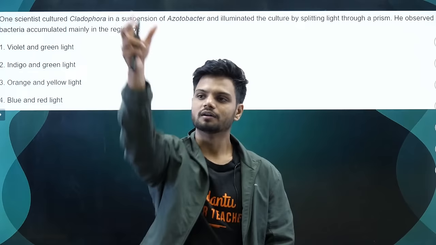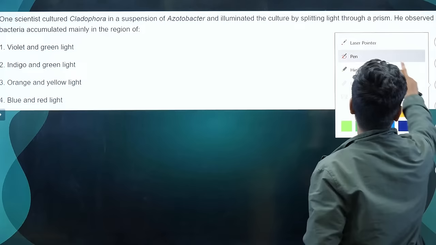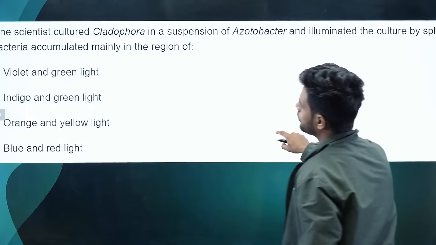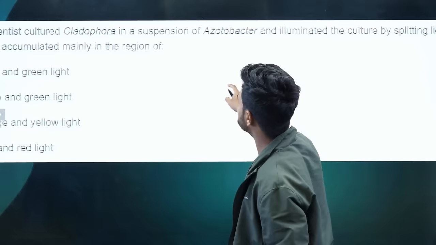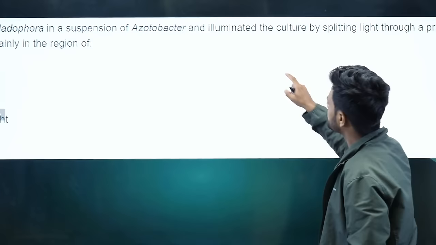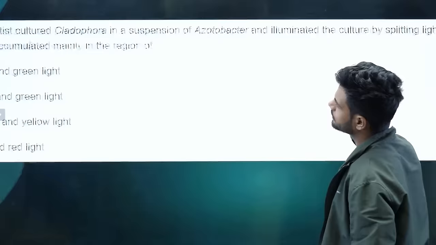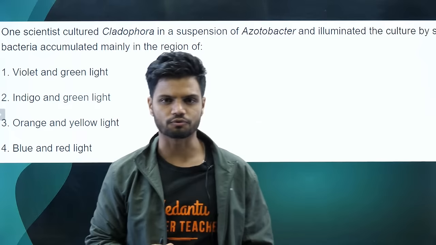The first question is here. Let me zoom the question for you. One scientist called T.W. Engelmann cultured cladophora in a suspension of acetobacter, which is an aerobic bacteria, and illuminated the culture by splitting the light through a prism. He observed that bacteria accumulated mainly in the region of red as well as blue light.